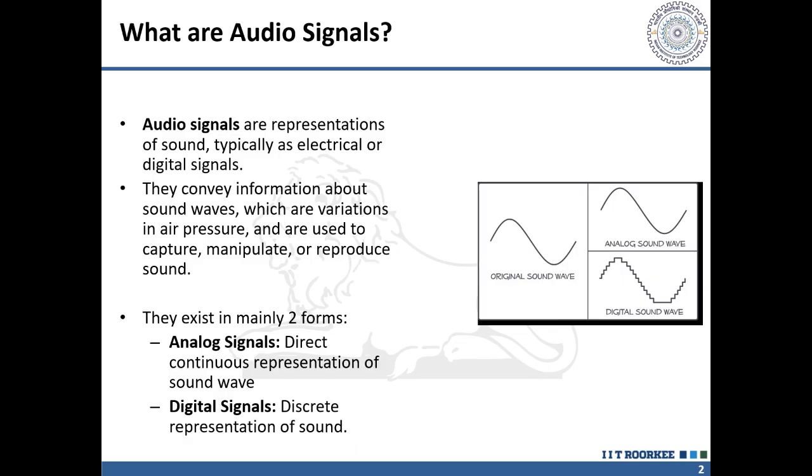So what are audio signals? Audio signals are representations of sound, typically as electrical or digital signals. They convey information about sound waves, which are variations in air pressure and are used to capture, manipulate, or reproduce sound. So, audio is something we listen to, we know it in the form of some waveform. It has a certain wavelength, it has a certain frequency attached to it, and it exists in mainly two forms, analog forms and digital forms, which we are going to see later.